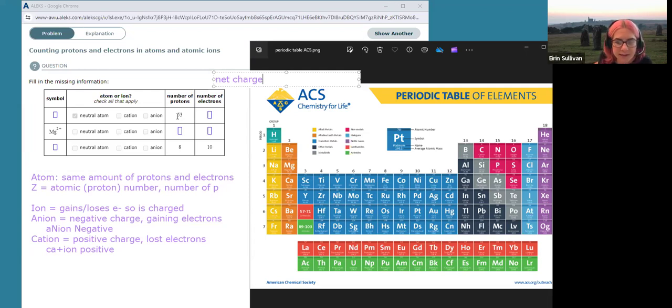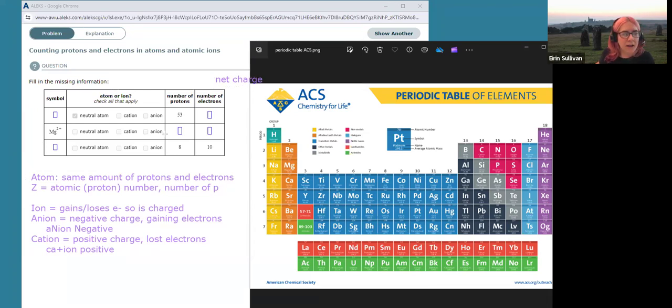And of course, I picked this periodic table because it said it was the ACS one, and I thought that would be a good thing, but the numbers are absolutely teeny tiny. So we're going to try and answer this anyway, regardless. I'm going to squint like the old person I am.